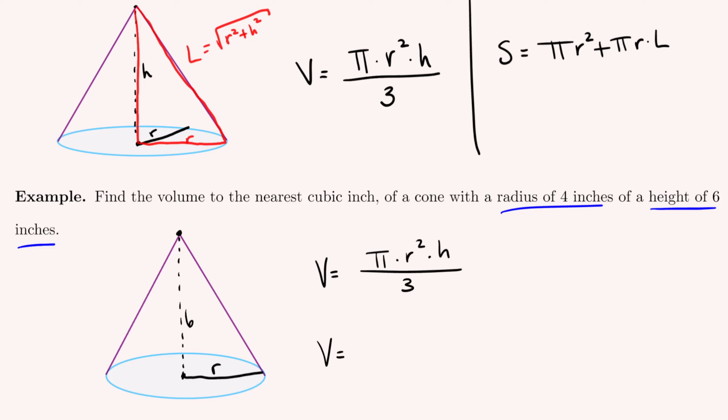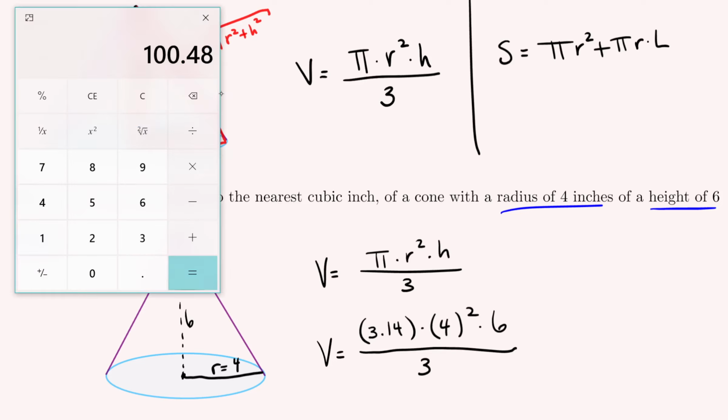Now for us, we use pi as our rounded 3.14. The radius, I should have labeled this in the diagram, is 4 inches. So that's 4 squared times a height of 6 over, the formula says divide by 3. Let's calculate this. When I type this into the calculator, I get exactly 100.48 inches cubed as the volume of this cone.